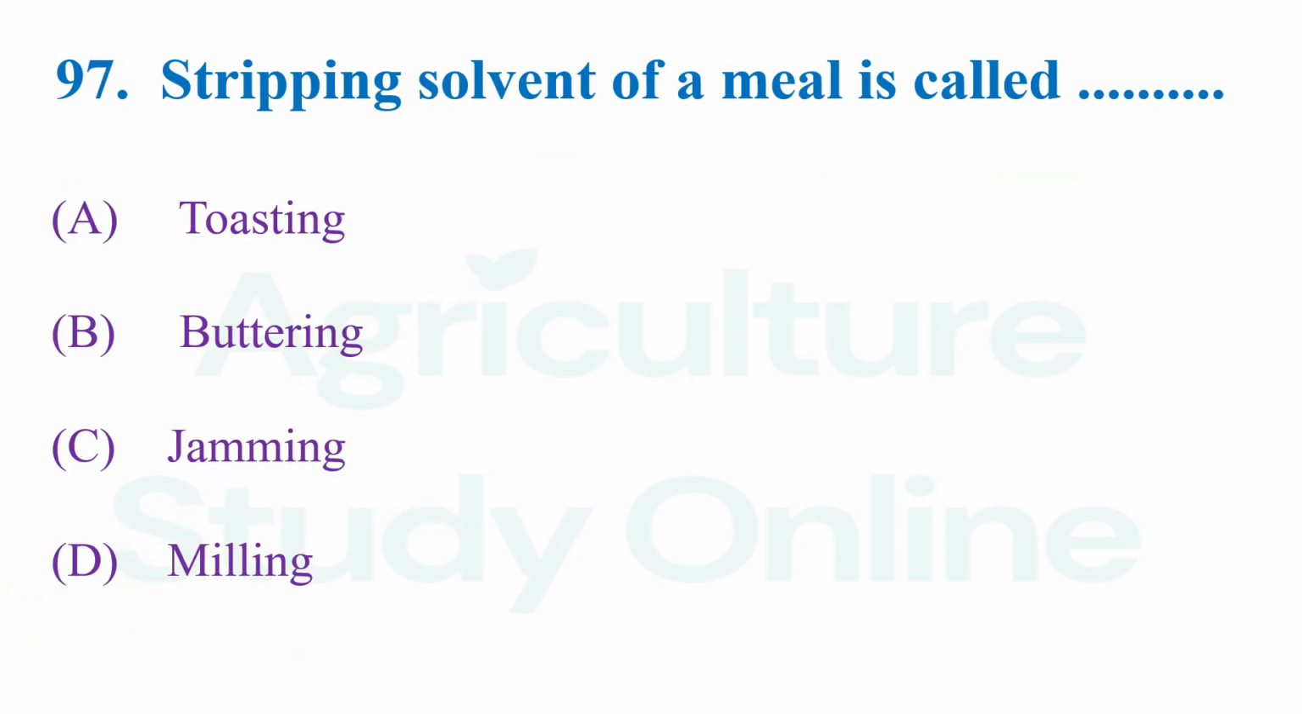Question number 97. Stripping solvent of a meal is called. So in the oil extraction process, for example soybean processing, after solvent extraction, the meal contains residual solvents, for example hexane. So this solvent is removed by heating the meal with steam. This process is known as toasting. What happens during this toasting process is that it strips the residual solvents, it will inactivate anti-nutritional factors, and it will improve the meal quality for feed use. Whereas buttering, we know, is not related to oil extraction, jamming is for fruit preservation, and milling is for the grinding process. So correct option is A, that is toasting.